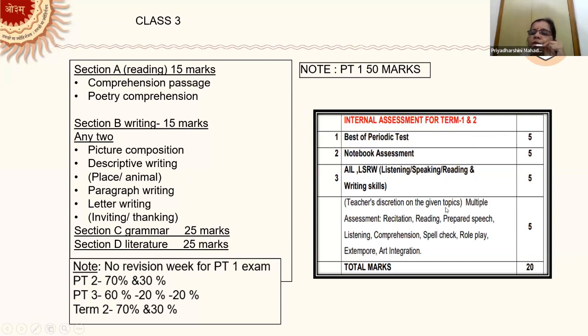Then teacher's discretion on the given topics. It can be multiple assessment also. Recitation, reading, prepared speech, listening comprehension, spell check, role play, extempore, art integration. So you can choose any of these topics or multiple topics also you can choose, and you can allot 5 marks for that. So total 20 marks.